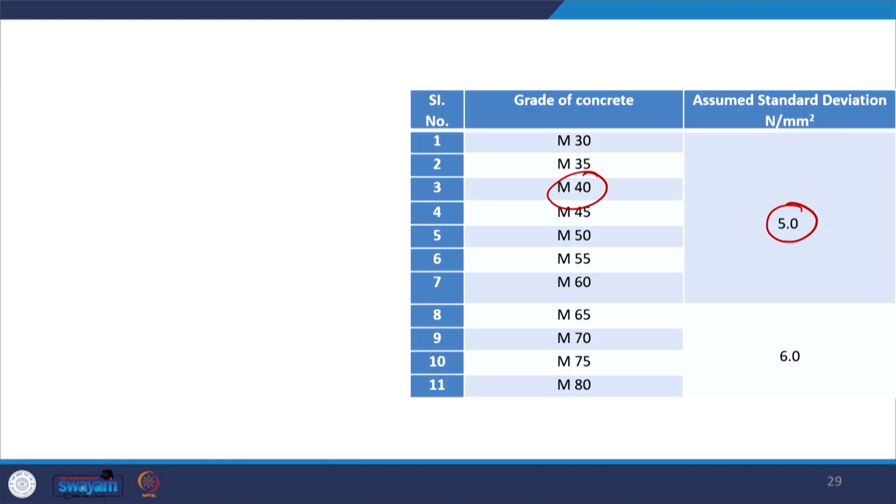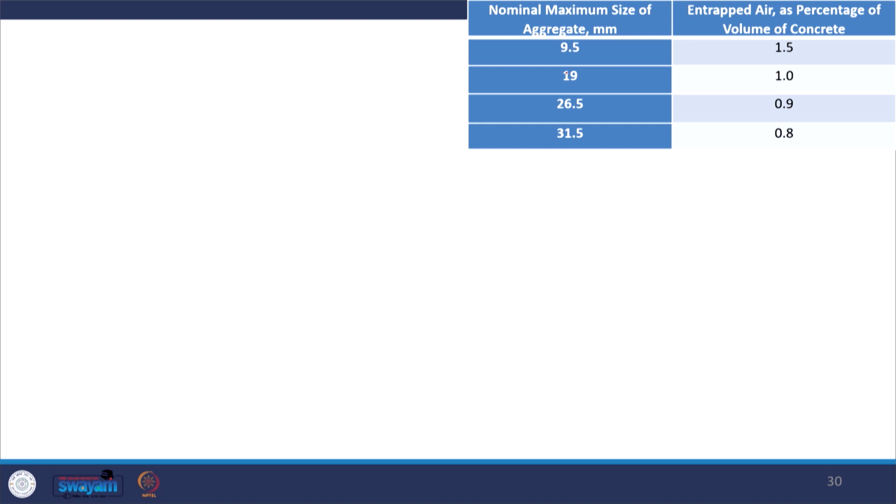In the second step we will see the amount of entrapped air. Entrapped air is a function of the nominal maximum aggregate size, which you see here. It is 1%. So the percentage of entrapped air is 1 by 100 into 1, which is 0.01 meter cube. We will use this at the end when we are calculating the proportion by volume, or the total volume of the concrete. So, this is the second step.